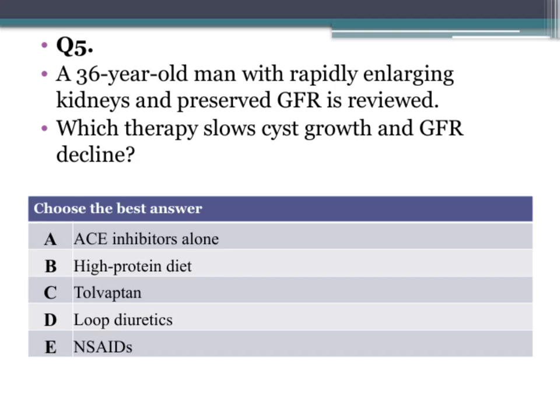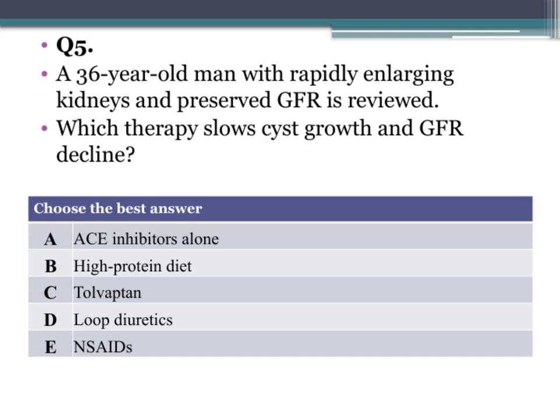All right, let's look at this case. We have a 36-year-old man with rapidly enlarging kidneys and a preserved GFR, which indicates that his kidney function is still maintained despite the growth. The question here is, which therapy can slow down cyst growth and also help prevent the decline in GFR? Now, among the options, we need to think about what has shown effectiveness in managing polycystic kidney disease progression.